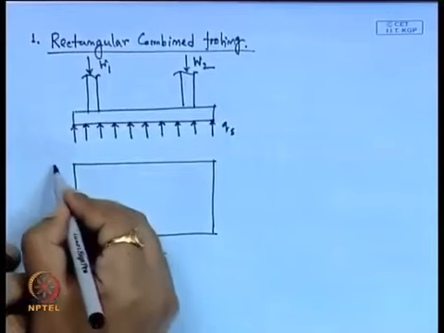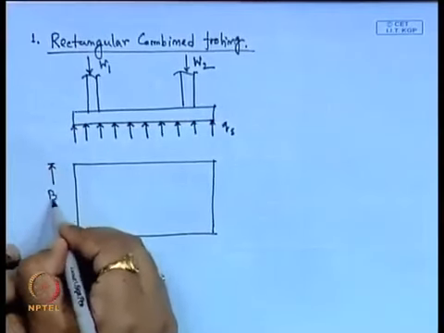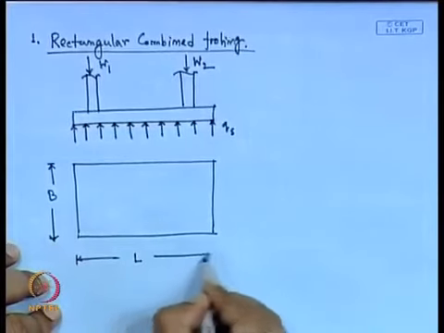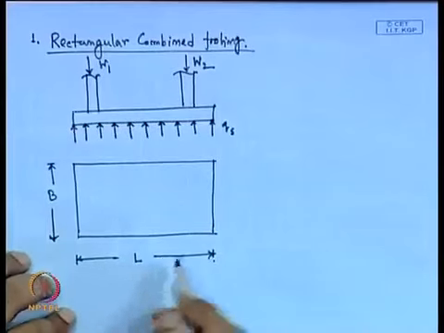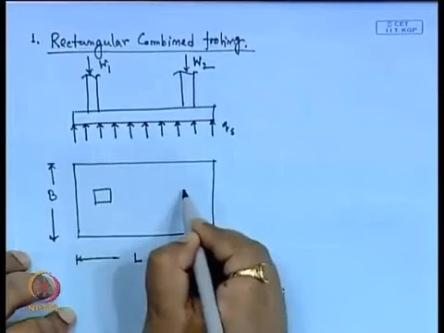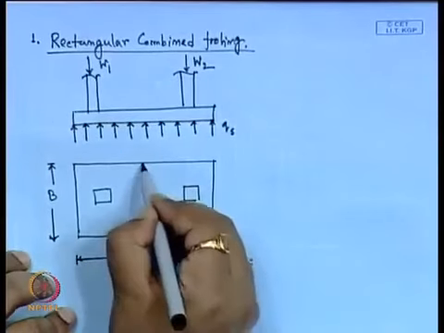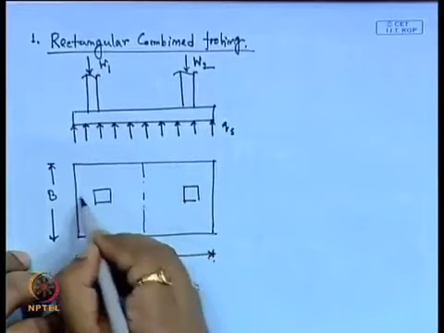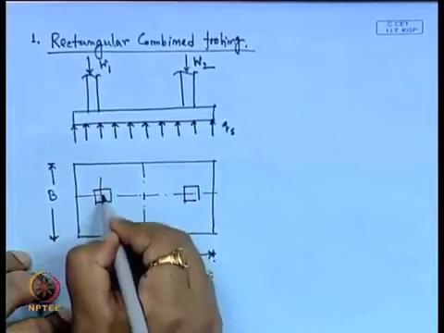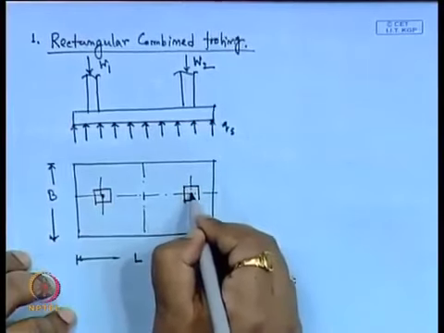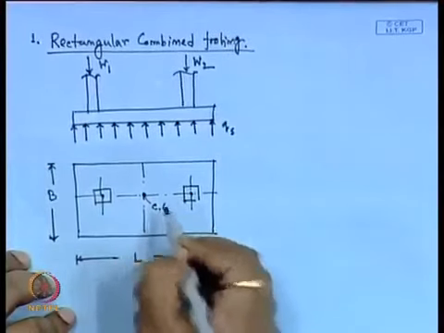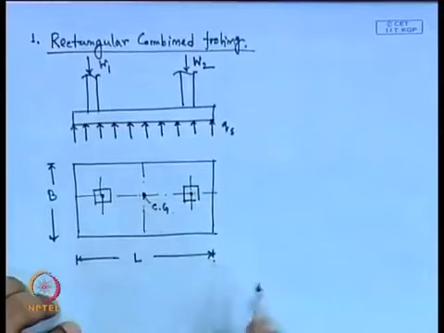First, initially we consider the width of this footing as B and L as the length of the footing. Now, these are the two column positions, this is column 1 and this is column 2, and this is the center line of column 1, and this is the center line of column 2, and this is the center line of the CG, the centroid of this foundation.